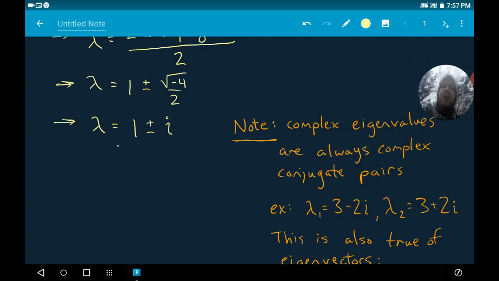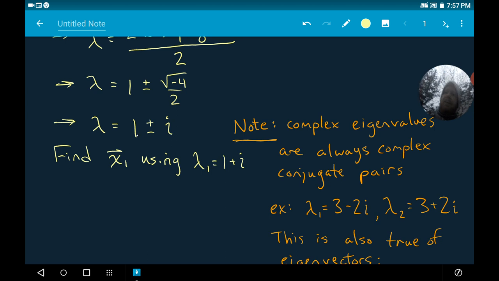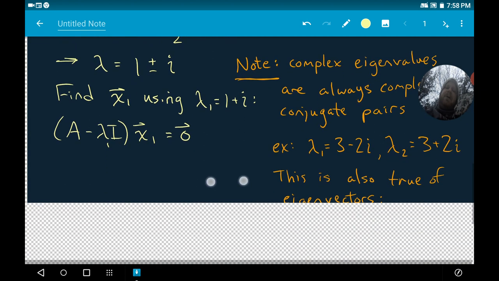Okay, so I have my eigenvalues, and I'm going to find x1 vector using 1 plus i. So I might as well call lambda 1 plus i. Lambda 2 is going to be 1 minus i. So if I do that, the equation that I use is still the same one, A minus lambda I times this x vector is equal to the 0 vector.